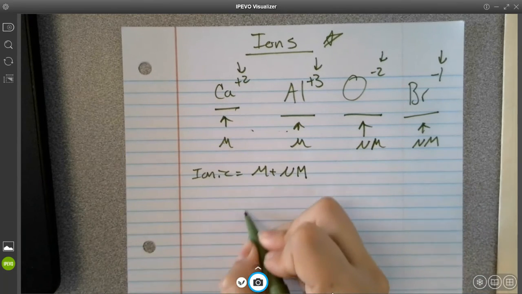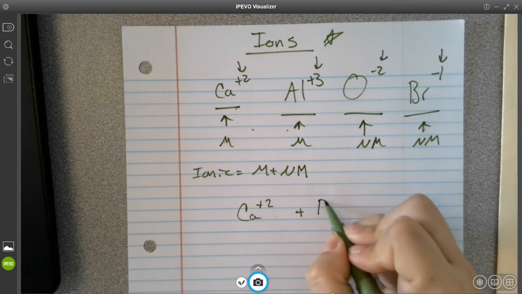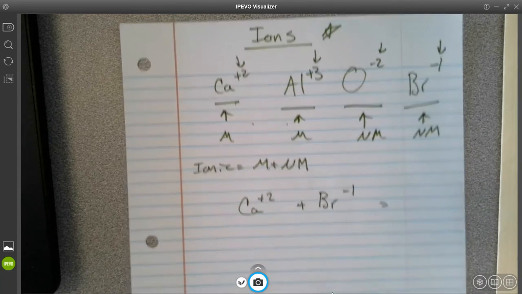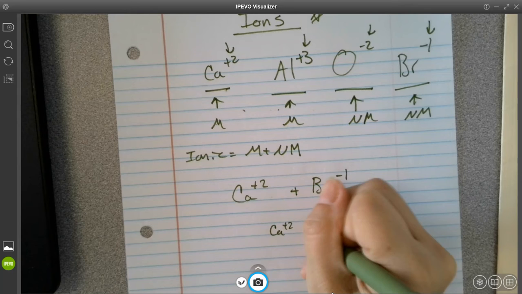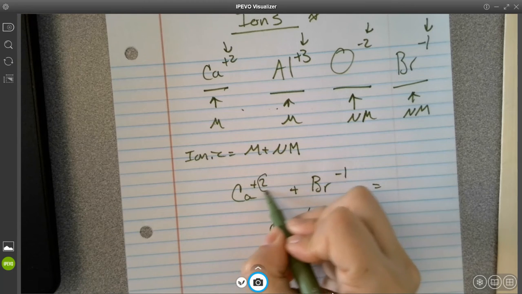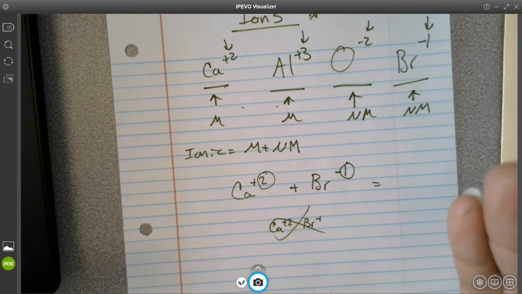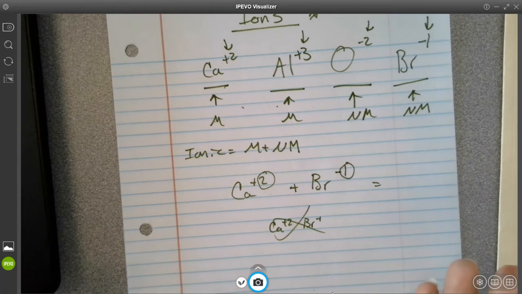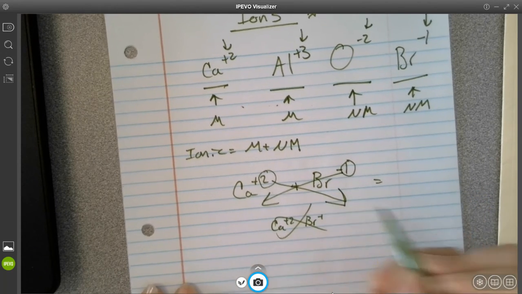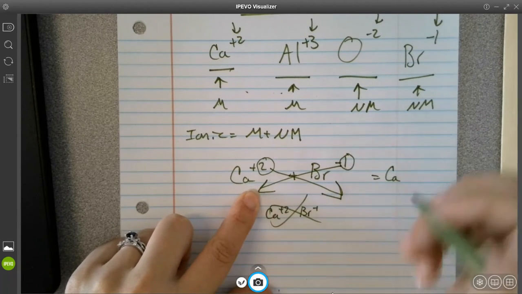So if I take calcium here and bromine, Br, and I want to make a compound, I wouldn't just write out this. This is wrong. That's not how I would write it out. We would simply take the numbers from the charges and crisscross or drop and swap. So I would take the number and bring it down. So I would have Ca, and my number that's brought down here is 1.